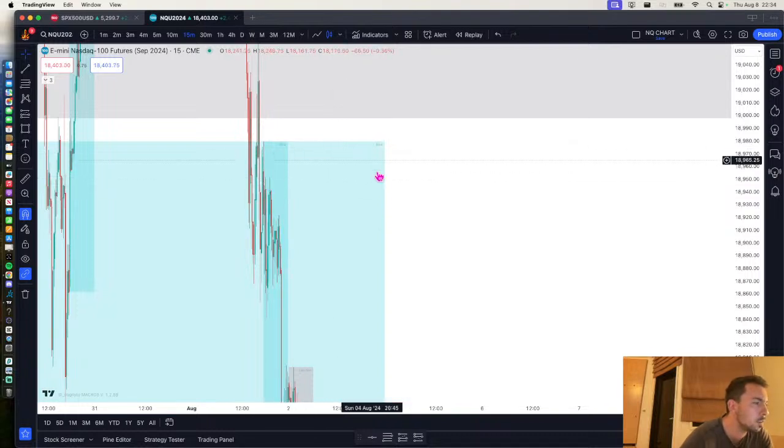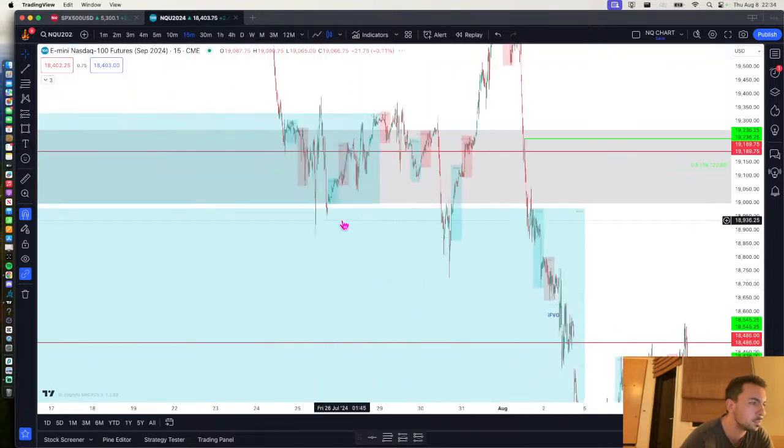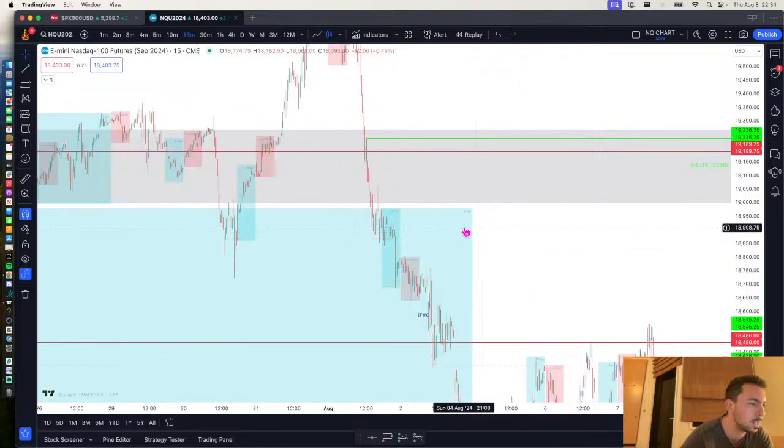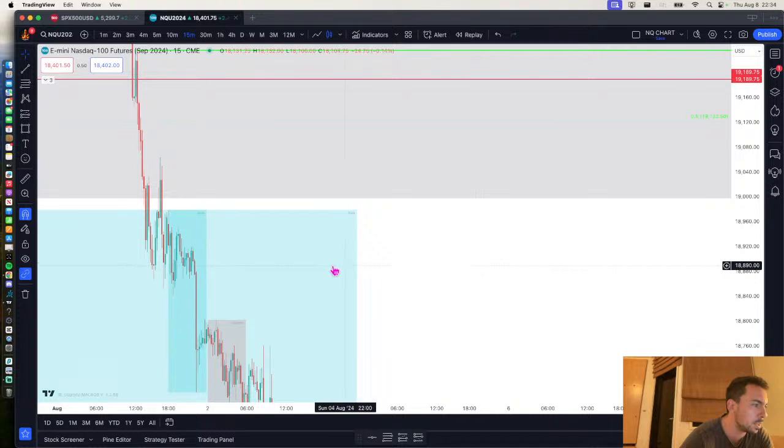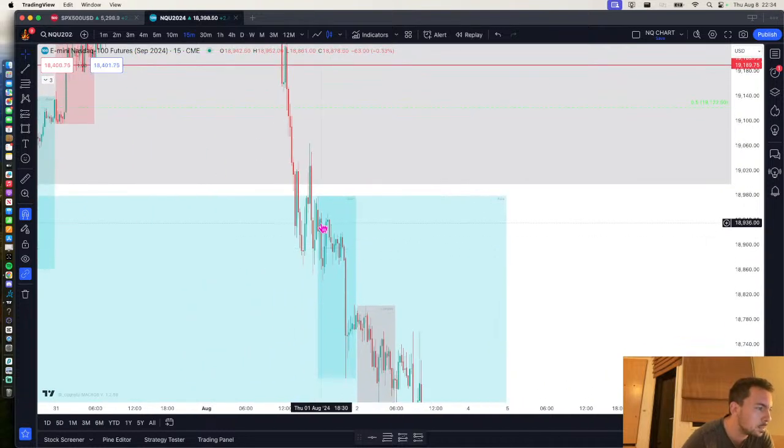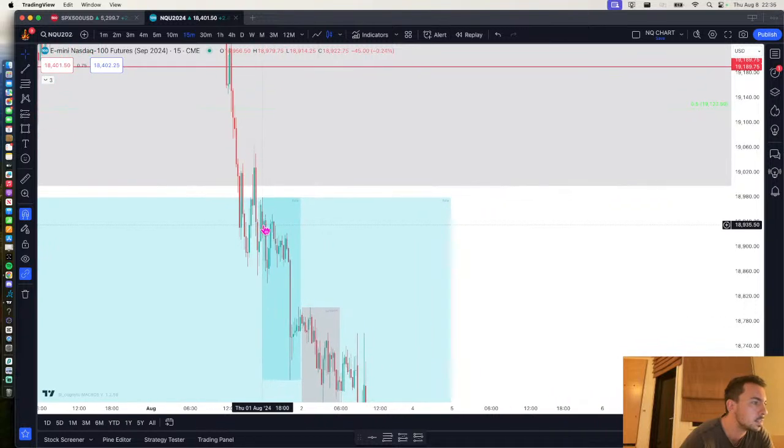I don't know what's going on with my macros, but for some reason, sometimes I get these big Asias that pool together, which is kind of annoying, but it is what it is. So this high is at 18,952, and this high is at 18,952. So we're going to draw these out because these are equal highs.